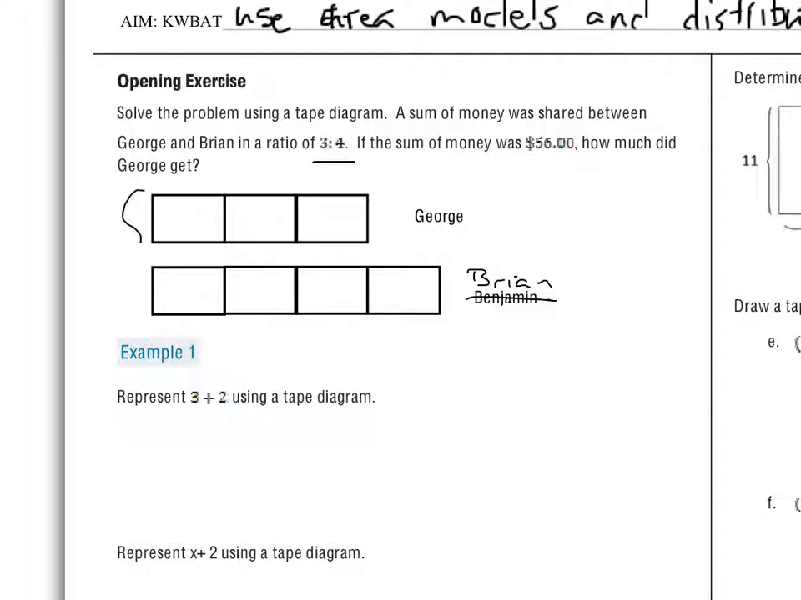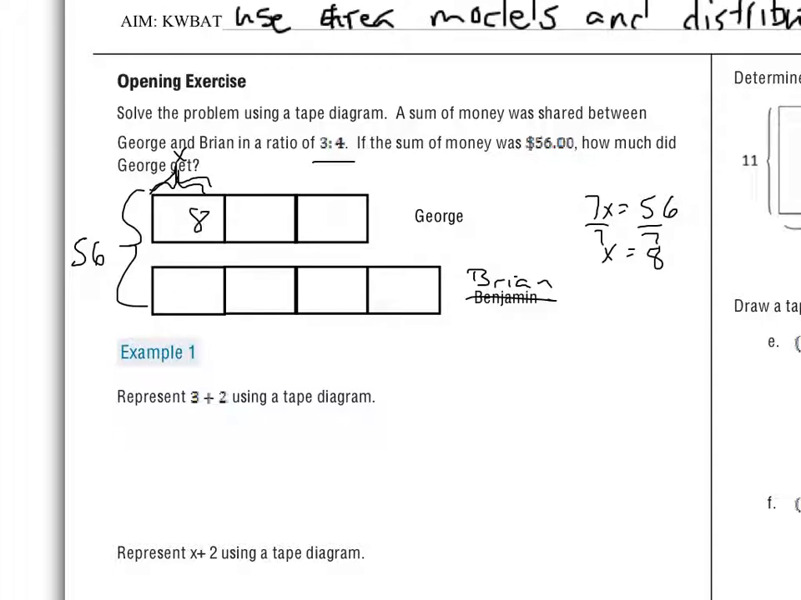So we can see that the sum of these two tape diagrams is going to be $56, and we know that it is a 3-to-4 ratio. So we know that there are 7 total parts, so 7 times x is equal to $56. We'll call each of these pieces 1x because they're all the same. I've just broken it down into 7 parts. So 7x is equal to 56, which tells us that as we divide by 7, x is going to be equal to 8.